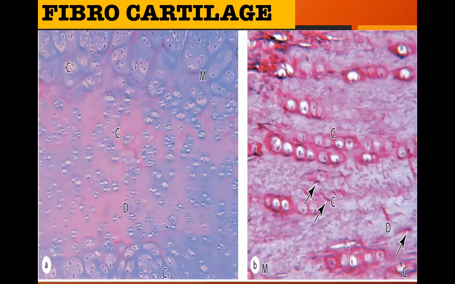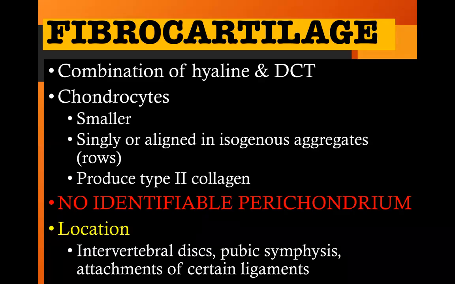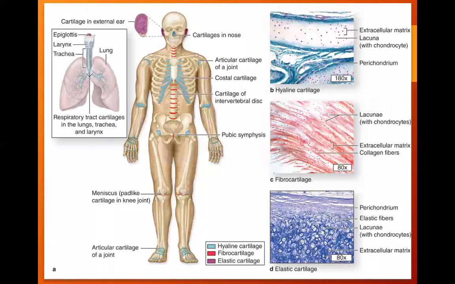Now, what is the most important thing that you have to know in the fibrocartilage? They don't have an identifiable perichondrium. Don't forget about this. It is in all caps and in red. No identifiable perichondrium in the fibrocartilage, while hyaline and elastic do have perichondrium. So we've discussed the three types of cartilage.